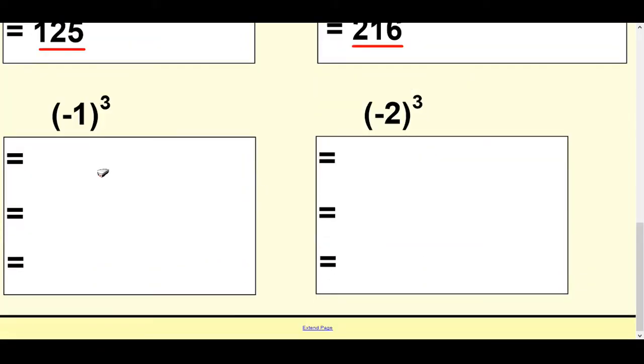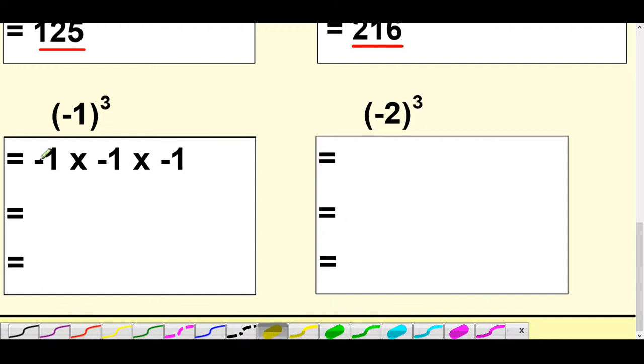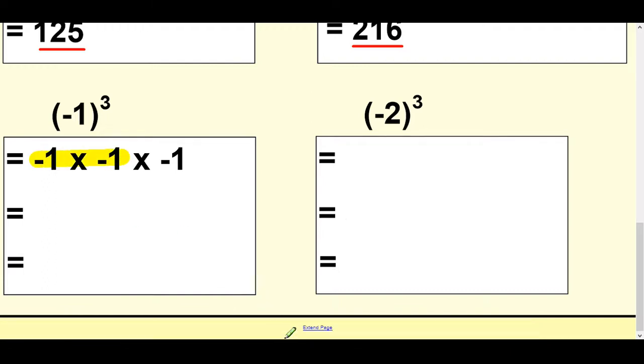Right, some negative numbers to finish. Negative 1 cubed. Negative 1 times negative 1 times negative 1. Again, do this part first, so be careful here. So negative 1 times negative 1 is positive 1, but you still have to multiply by this bit at the end. And 1 times negative 1 is negative 1.